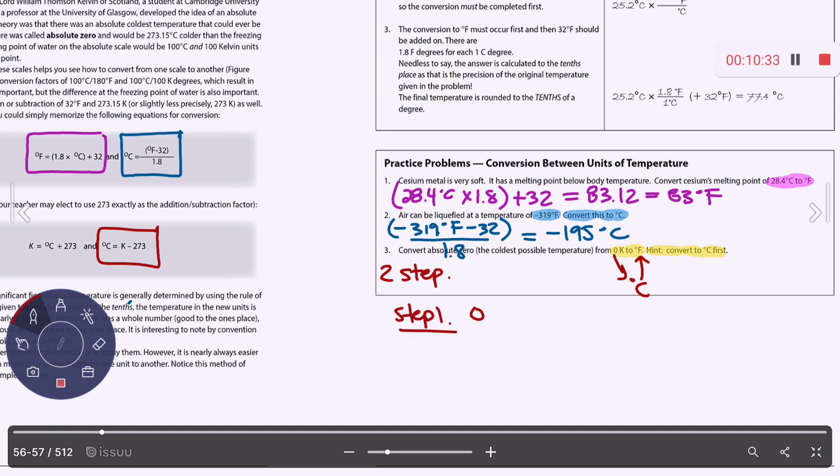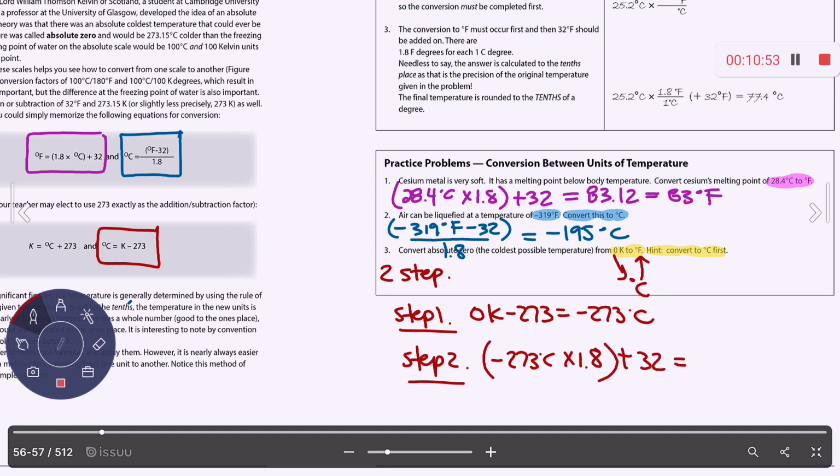Step number 1 is 0 Kelvin minus 273 is negative 273 degrees Celsius. And then step number 2 is going to be negative 273 degrees Celsius times 1.8. And then you're going to add 32. You're going to get negative 459.4. And that is your degrees Fahrenheit. You probably can't see that one very well. There you go, negative 459 degrees Fahrenheit.